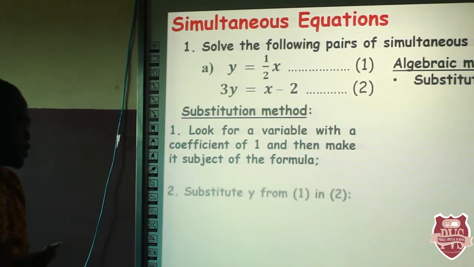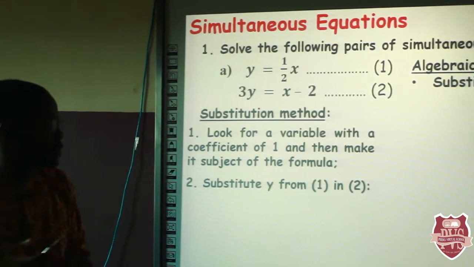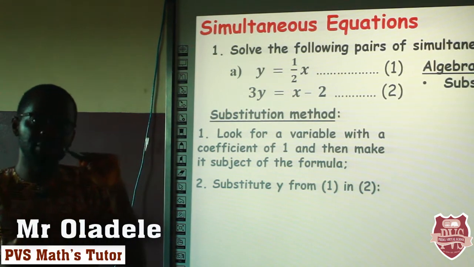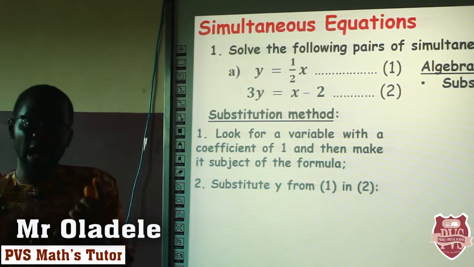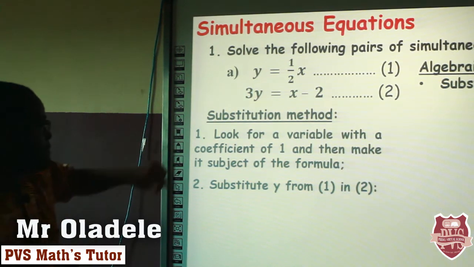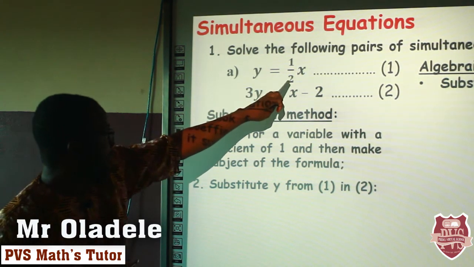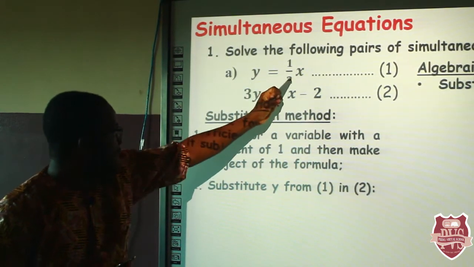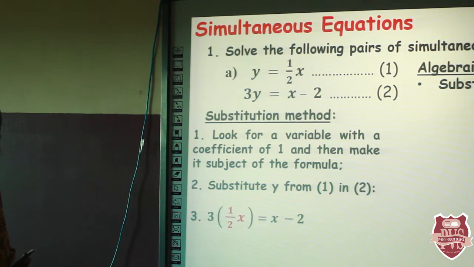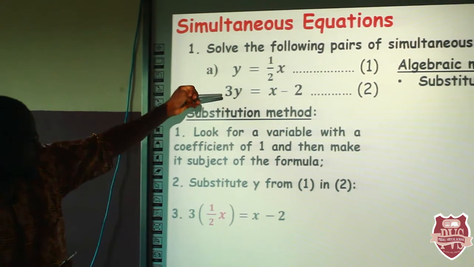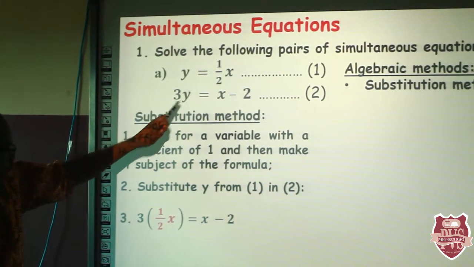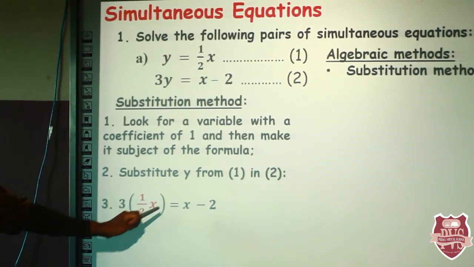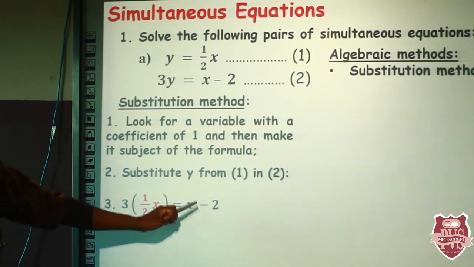That takes us to step 2, where you now substitute the y from equation 1 in equation 2. So anywhere you see y in equation 2, it's now going to be replaced with half x, because from equation 1, y is equal to half x. So anywhere you see y in equation 2, that y will now be replaced with half x. So that takes us to step 3. So in equation 2, where you have 3y is equal to x minus 2, the y will now be replaced with half x. And then you have that being equal to x minus 2.